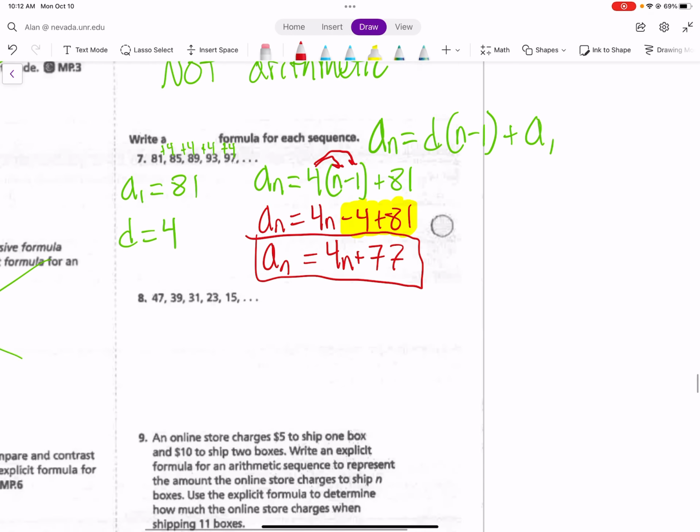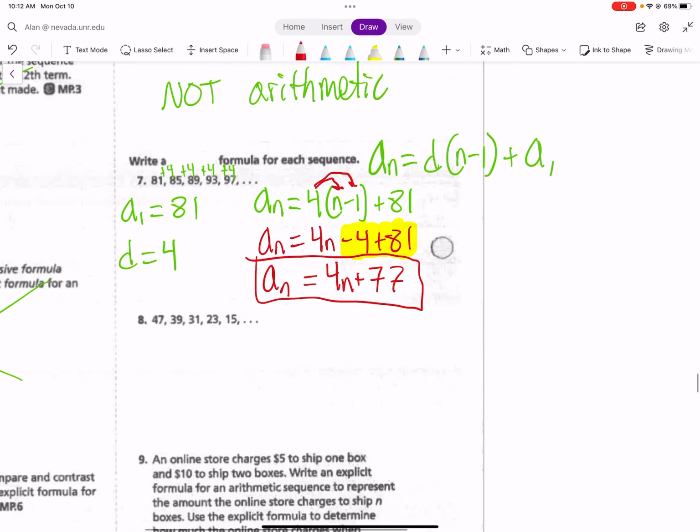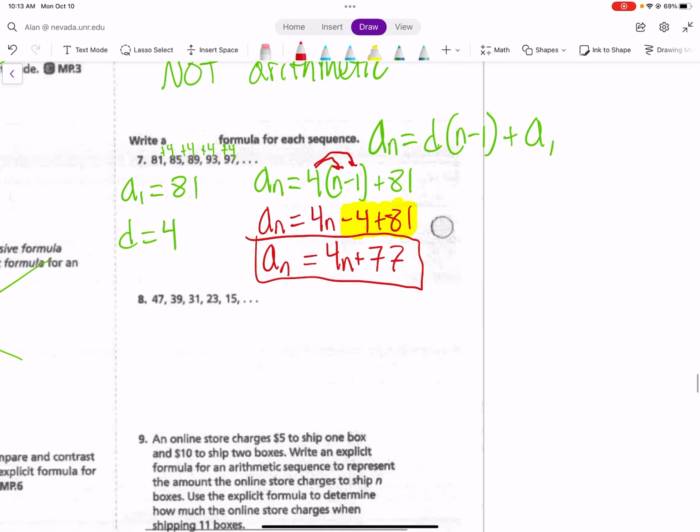Okay, now I want you guys to try number 8 on your own. So go ahead and pause the video here, do the same exact steps we just did in number 7. Identify the first term in your sequence, identify your common difference, plug them into the formula, and simplify. Okay, go ahead and pause the video.